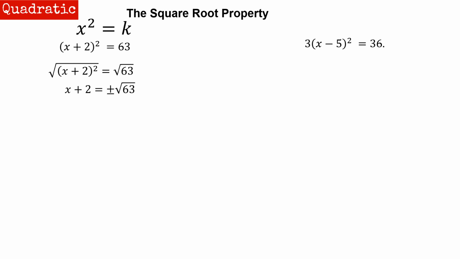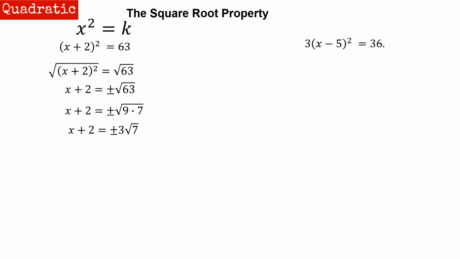At this point, some instructors will say, hey, let's get the x by itself by subtracting 2. I like to look at the square root first and say, is there a perfect square in 63? And break it down from there. And that's actually what we're going to do. And yes, there is a perfect square in 63. It's 9. And the square root of 9 is 3. So we end up with plus or minus 3 times the square root of 7.